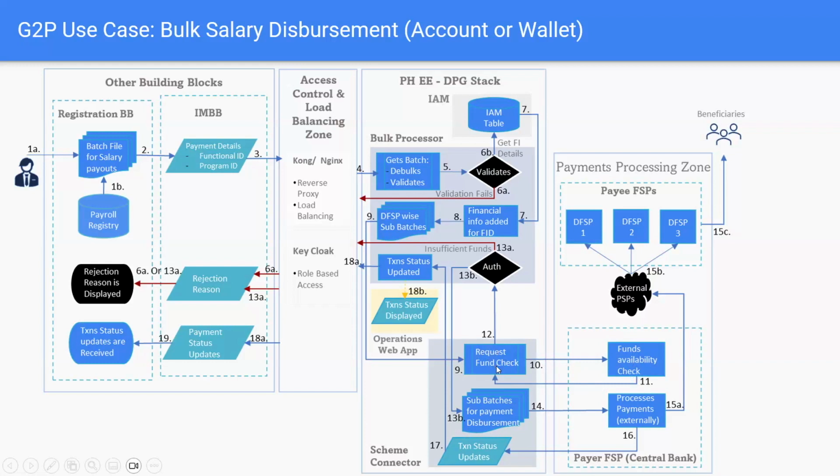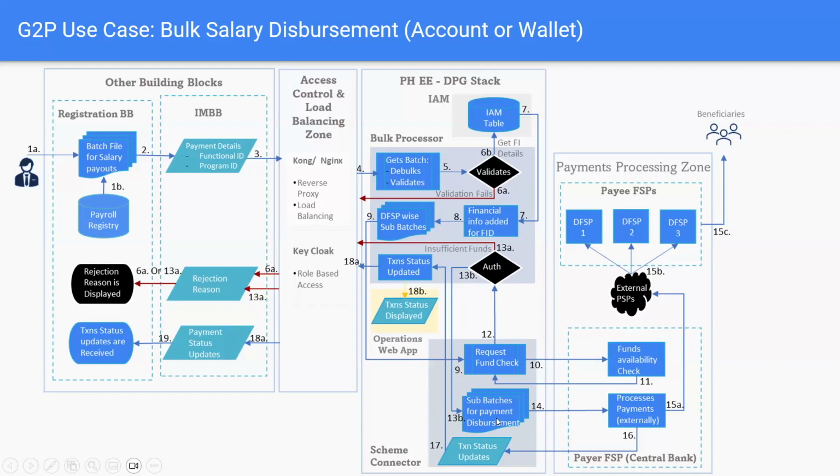And if the funds are available, the connector sends a positive auth response to the bulk processor. If the funds had not been available, we would have sent back a rejection. Otherwise, if the funds are available, the bulk processor receives an auth. And then again, it sends a request to the scheme connector: please send all of these sub batches, which are targeted towards different DFSPs, payee DFSPs or payment modalities, and initiate the transaction, the payment disbursement.